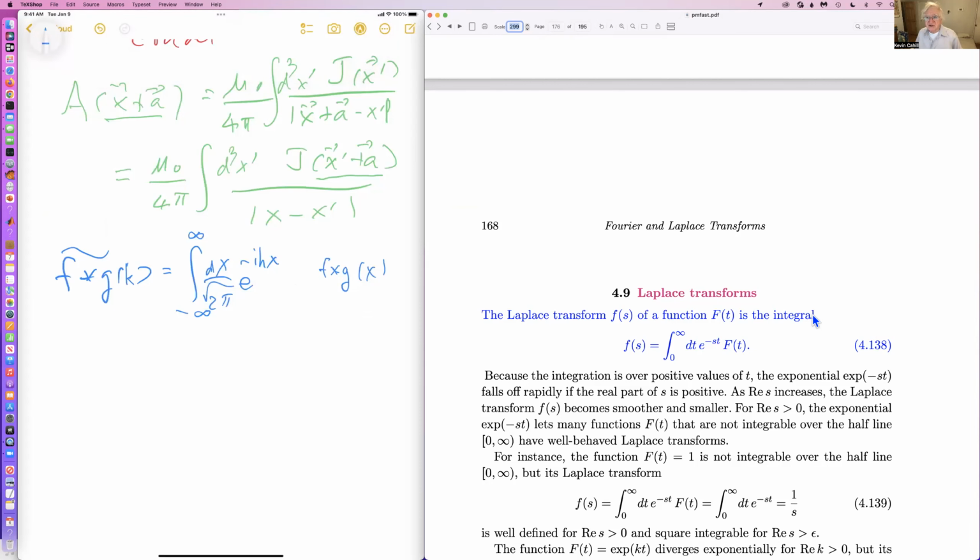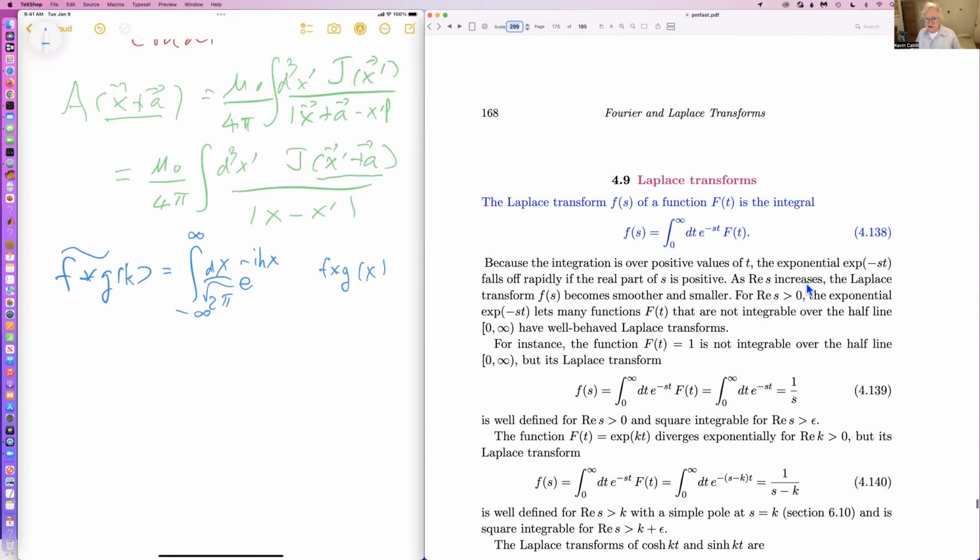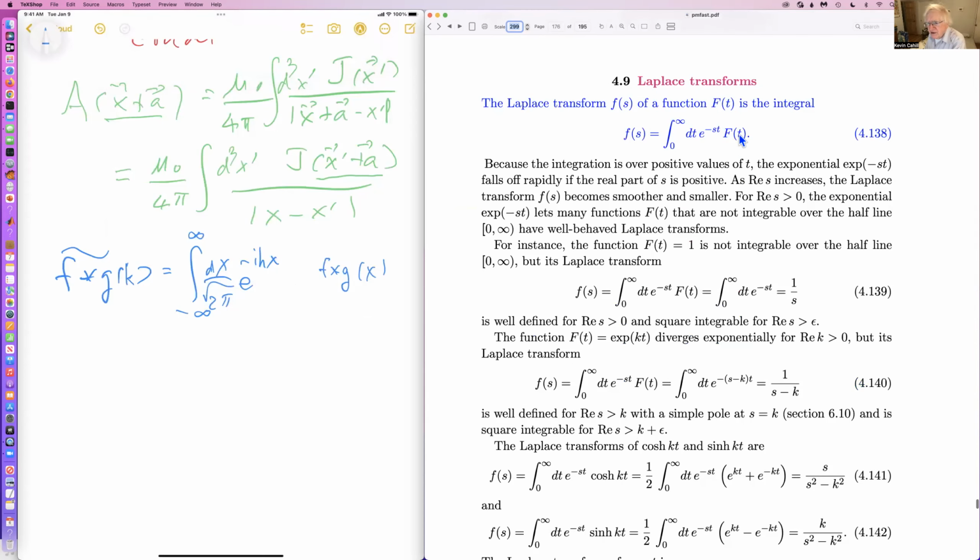All right. So Laplace transforms, I can at least introduce them in the time remaining. They're like a Fourier transform, but different. In other words, they're an integral. So you take a function f, you multiply by e to the minus st, and you integrate just over positive t, and you get the Laplace transform of f. And what's useful about the Laplace transform is that if f of t is not integrable on the half line, when you multiply it by an exponential, it decreases as you go out in t.